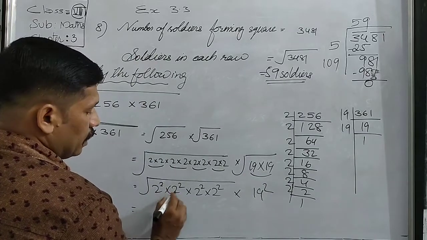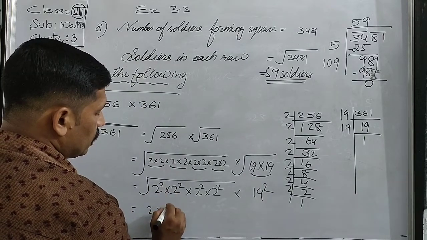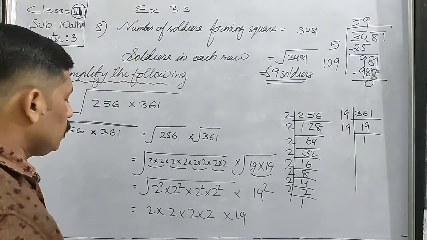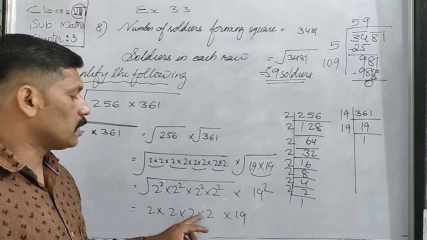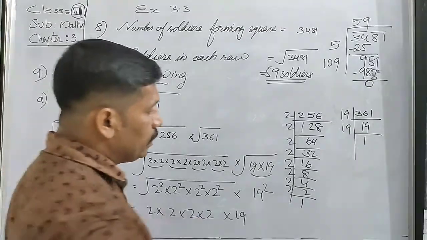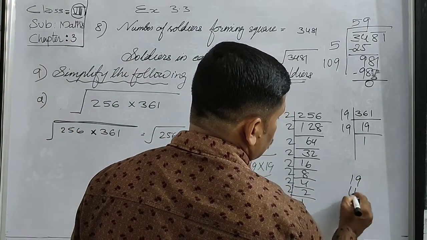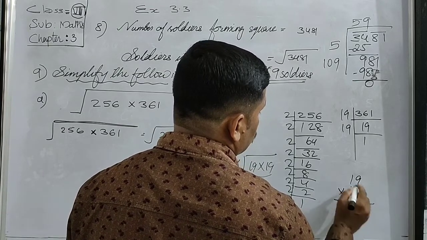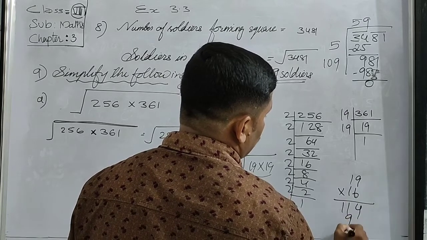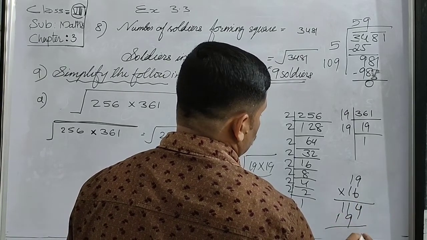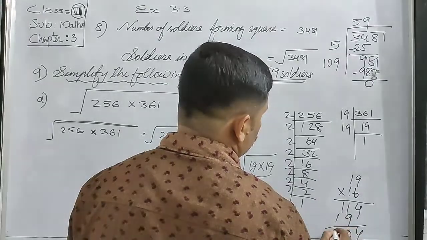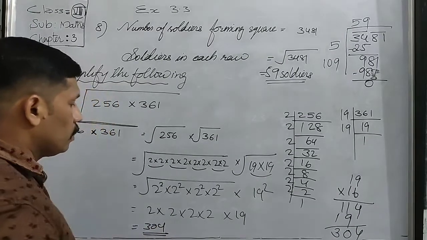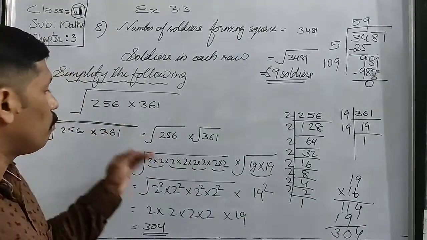Then here, 2 2's are from each group, we take 1, 1. 2 2's are 4, 4 2's are 8, 8 2's are 16, 16 into 19. We multiply here 19 into 16. 9 6's are 54, remainder 5, 1 6 is 6 plus 5 is 11. 1 9 is 9 and 1 1 is 1. Then 4 0 3 means 304. 304 is the root of this number. That means the value of this number.